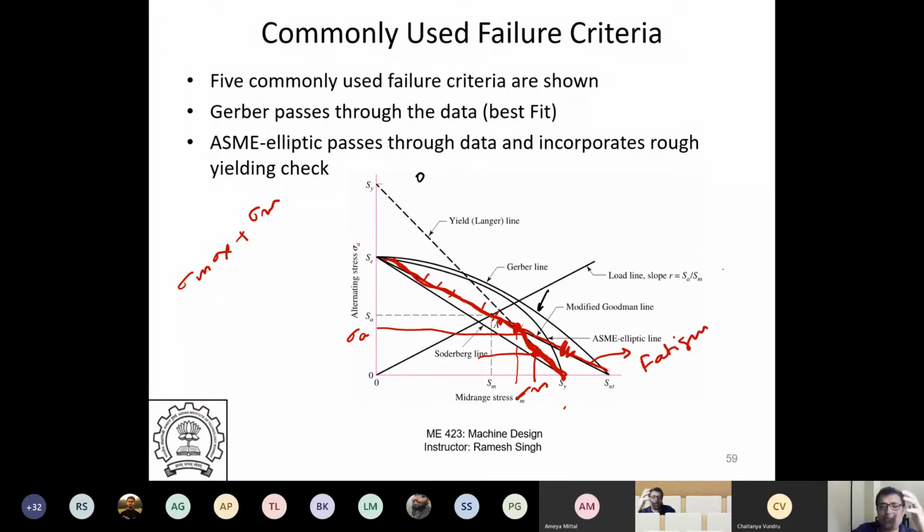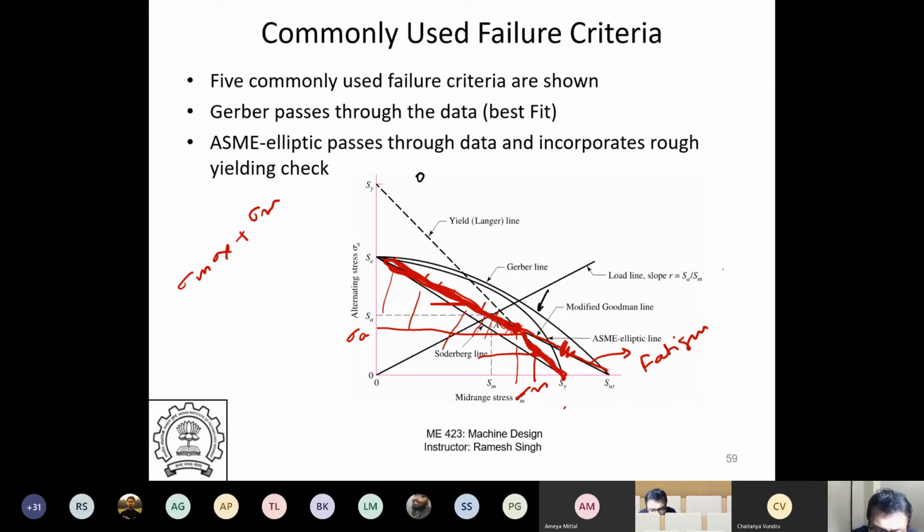And whenever you design, you don't want yielding in your component either. So here yielding is your limiting criterion and not fatigue. Up till here, fatigue is the limiting criterion in this zone. Any combination here which will hit this line, there you will fail in fatigue.